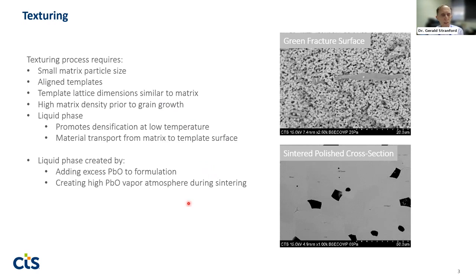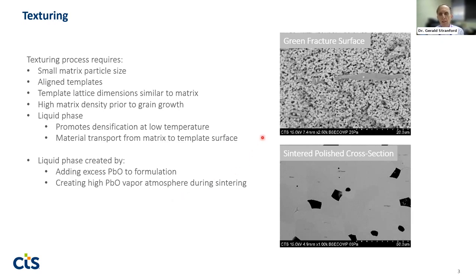So in our process, we form that liquid phase by, first of all, adding some excess PbO to the base formulation. And then also during the sintering process, we have to create a high lead oxide vapor pressure atmosphere during sintering.